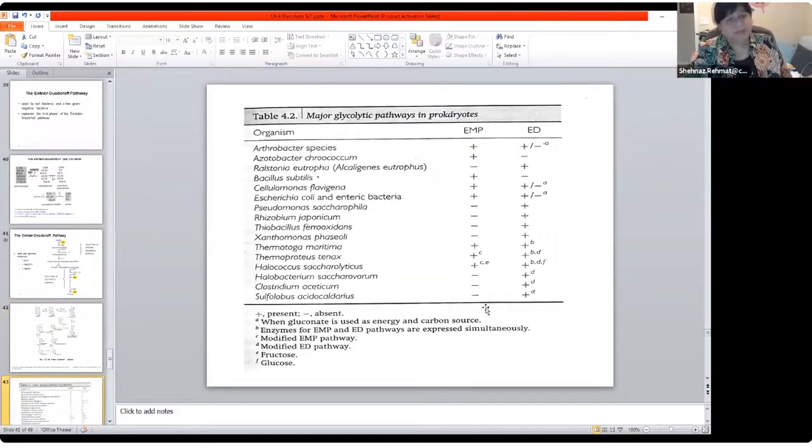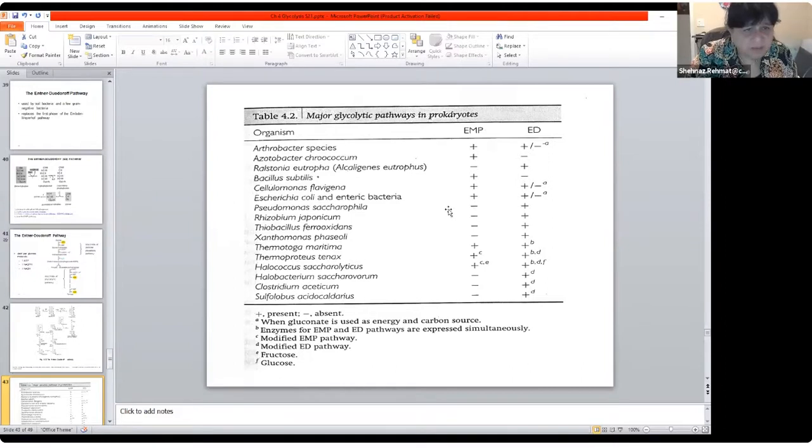So let's look at some bacteria and ask, which bacteria substitute or use ED instead of EMP, or use them both together at the same time. You are familiar with some names like Bacillus subtilis. Bacillus subtilis is your regular bacterium that uses the EMP pathway, and it does not have an ED pathway. It's a gram-positive bacterium anyway. ED will probably be found mostly in your gram-negative bacteria. So Escherichia coli, you are familiar with, and other enteric bacteria, they may have an ED as well as an EMP pathway.